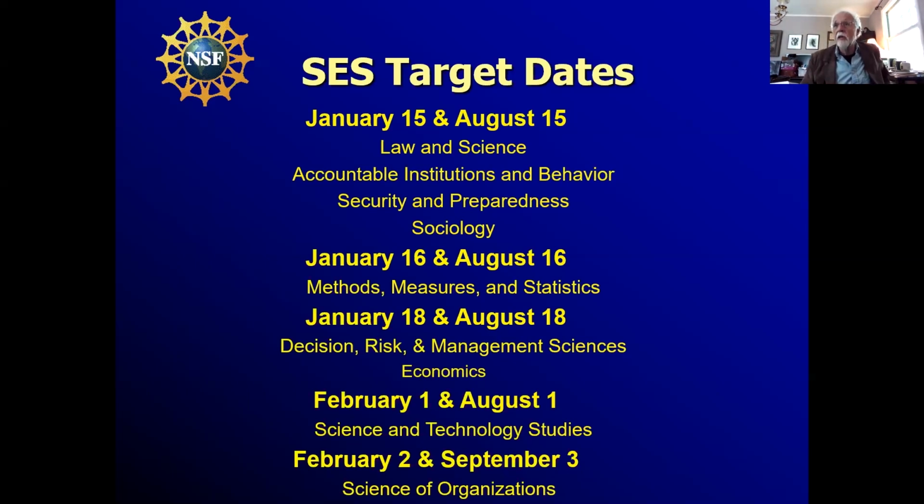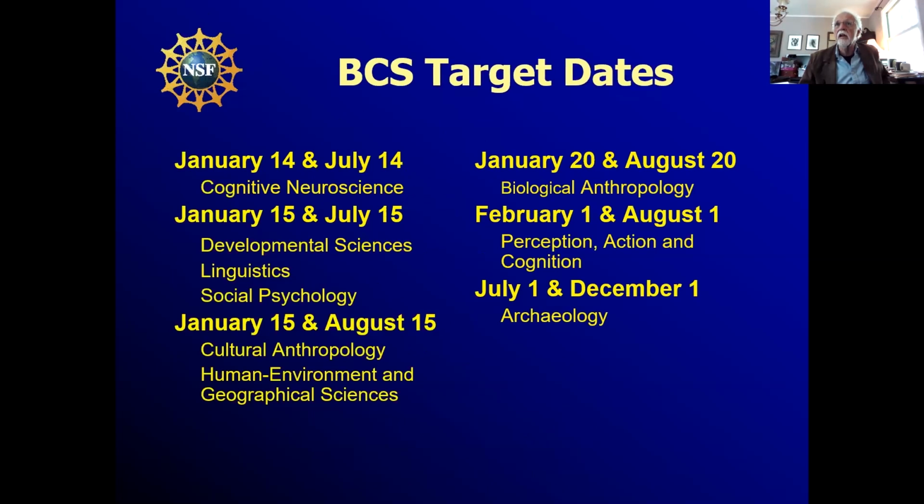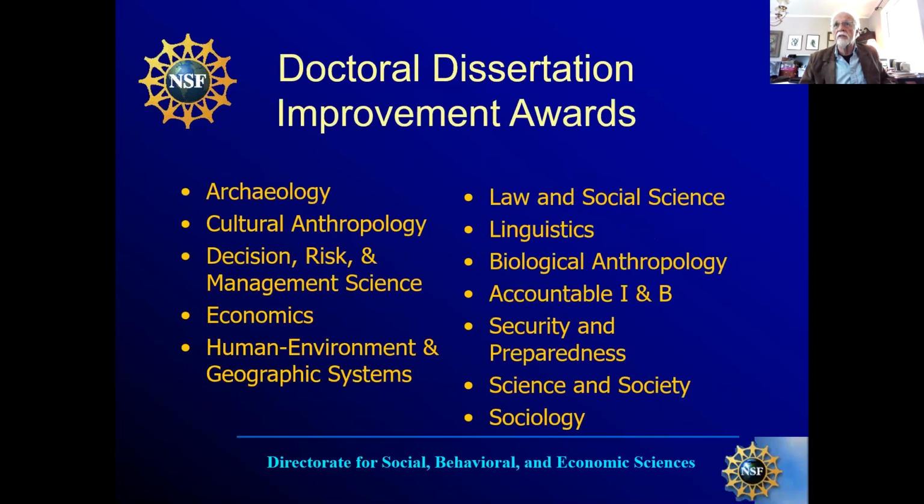I would add, by the way, that a number of directorates and divisions within directorates have gotten rid of deadlines. They found that this reduces the number of proposals. By the way, it seems that professors need a deadline to send in a proposal, or at least some do. Anyway, for us, we do have target dates, BCS and SES. I would check, if you're sending in a proposal, that these dates haven't changed.